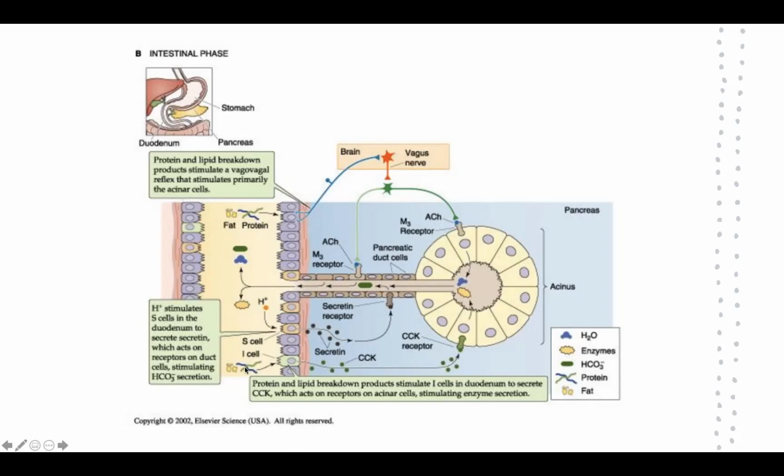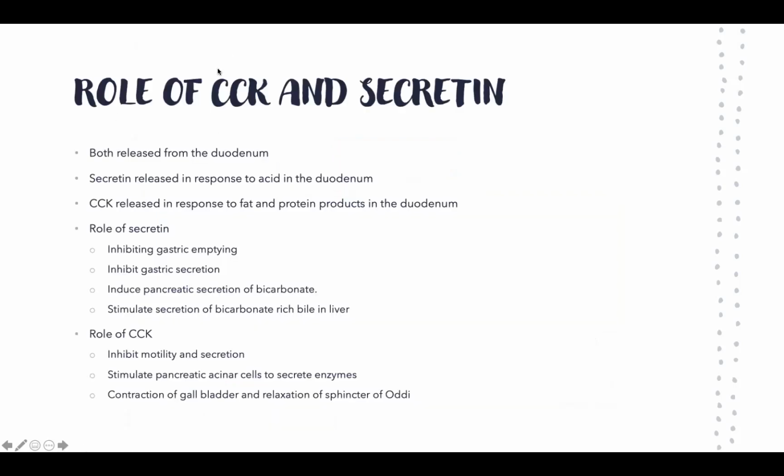Furthermore, protein and lipids can be detected by I cells, and they release CCK, which then acts on our pancreatic acinar cells to release enzymes. So it's saying, hey, there's still food in our duodenum. We still need more enzymes to digest this food. So here we've talked about CCK and secretin, both released from the duodenum. Secretin is in response to acid, while CCK is in response to fat and protein.